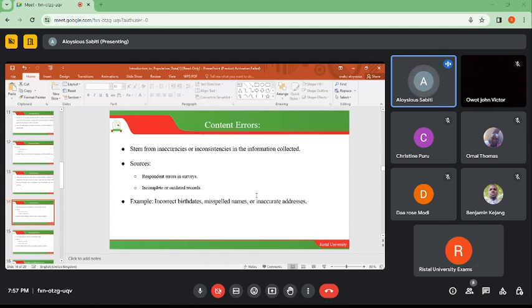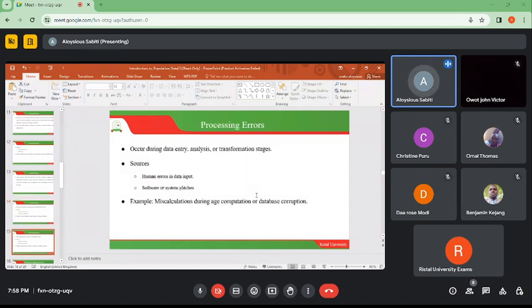Then there are also incomplete or outdated records. These may be administrative records where some part of the data was not captured, and therefore this leads to guessing, which might be incorrect. Examples include incorrect birth dates, misspelled names, and inaccurate addresses. Someone may say that they live in this city, yet they are living in a different location.